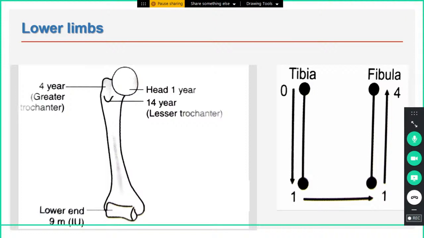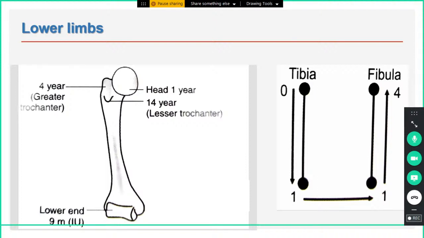Head of femur, which we saw in the X-ray, appears in 1 year, greater trochanter in 4 years, and as a memory aid, if you add 1 and 4, 14 for lesser trochanter. Lower end of femur comes in 9 months of intrauterine life.